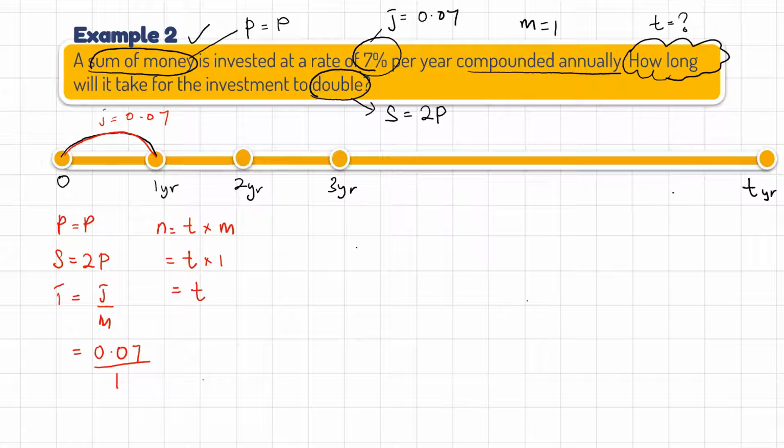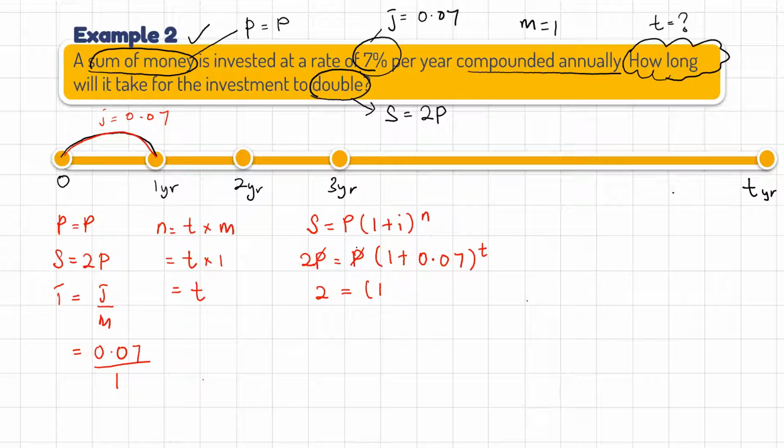Let's put all the information inside the formula, where the formula is S equals P times (1 plus I) to the power of N. S is 2P. P is P itself. 1 plus 0.07 to the power of T. Since N is T, T is the one that we need to find. Okay, so just cancel out P, left with 2 equals 1.07 to the power of T.